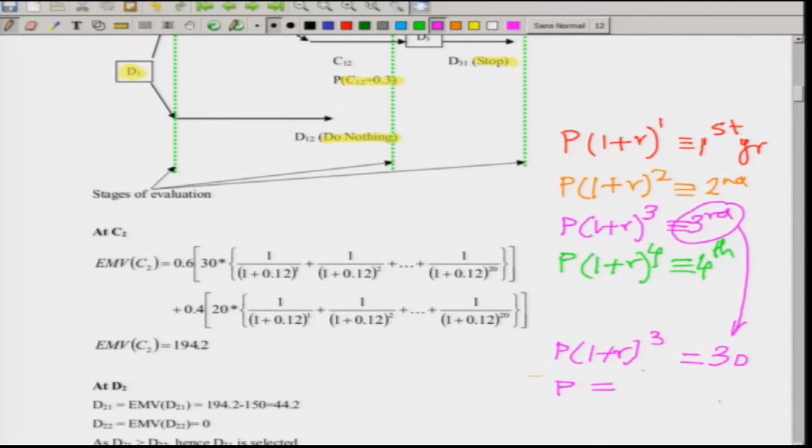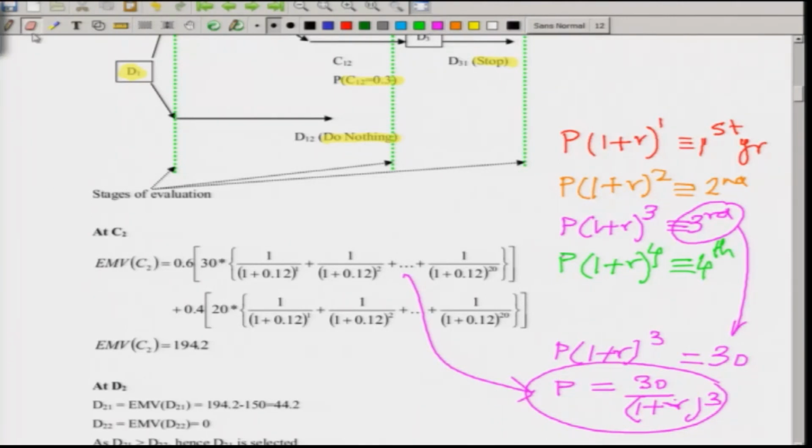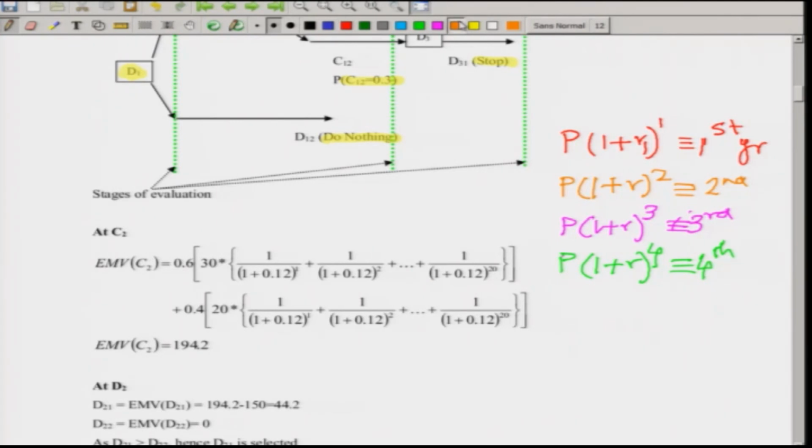So P is equal to 30 divided by (1 plus R) cubed. This value is coming here for the third year. Obviously, if the concept of R being different is true, this would be R1, this would be R2, this would be R3, and this would be R4, and you will continue doing the problems accordingly.